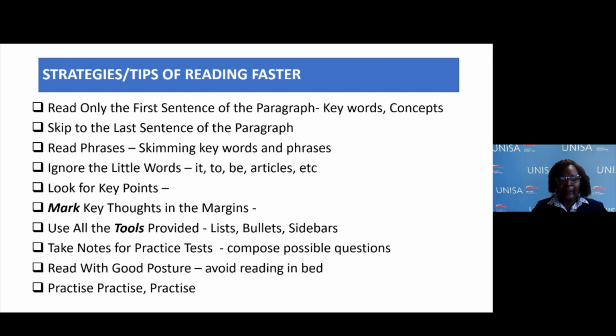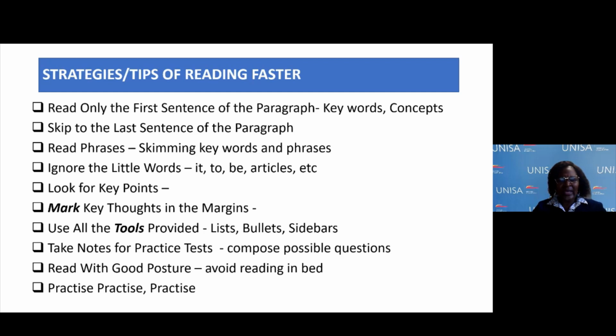Like I highlighted on the skimming slide, you read only the first sentence of the paragraph, and then you are able to get the keywords. You are able to get the key concepts. You are able to get the main ideas. Then you skip to the last sentence of the paragraph to find out what the author is saying in the first paragraph and then in the last paragraph. Then you link those key concepts or key ideas, and then you start extrapolating the keywords and the phrases.